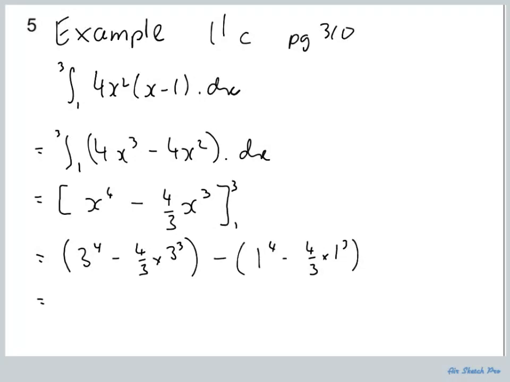3 to the power of 4 is what? 3 to the 9, 9 to 81. And here I have a fraction of 3, so that'll cancel out with one of the 3s here, leaving me with 3 squared, that's 9. And 9 4s are, I believe, at last count, 36. So I've got 81 minus 36, minus 1, and then minus becomes a plus, and 4/3 times 1 to the power of 3 is just 4/3.